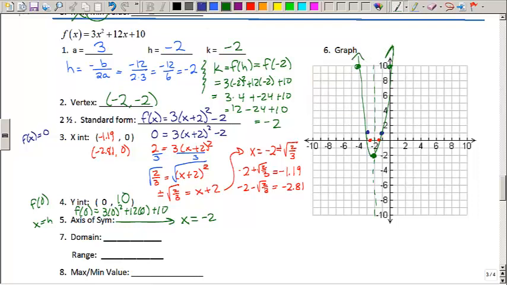My domain is always going to be all reals for quadratic functions. My range, notice I have a low point for my y values. My low point is at negative 2, comma infinity. My high point is forever high. Because I have a low point, that tells me I have a min value. A min value of negative 2 occurring at x equals negative 2.